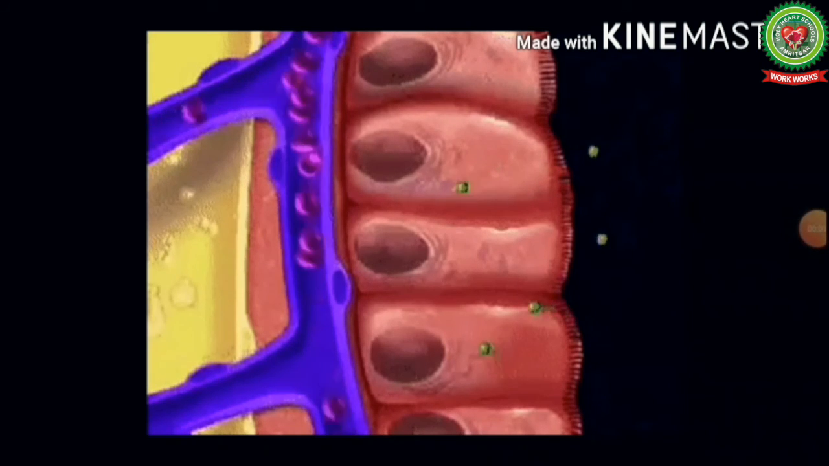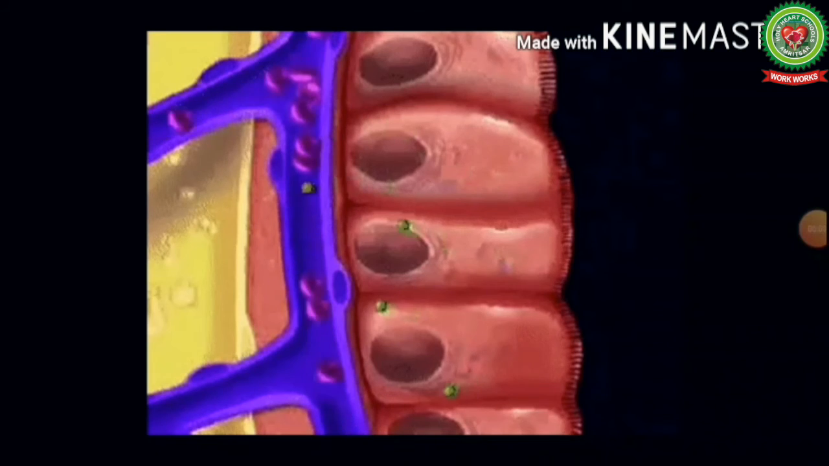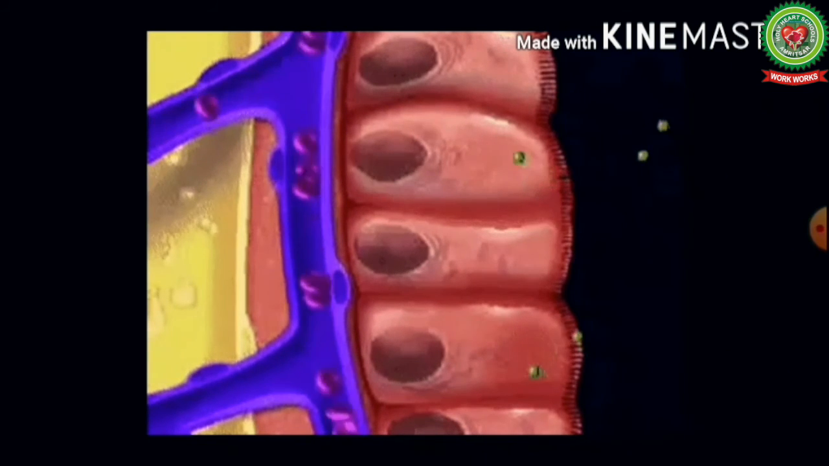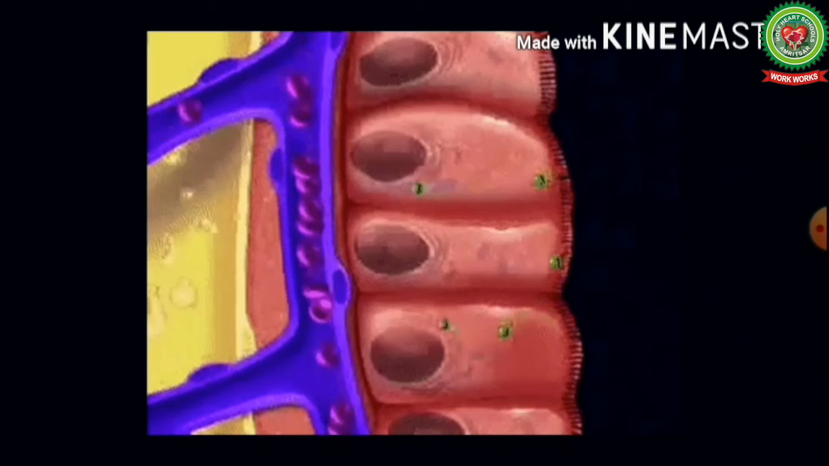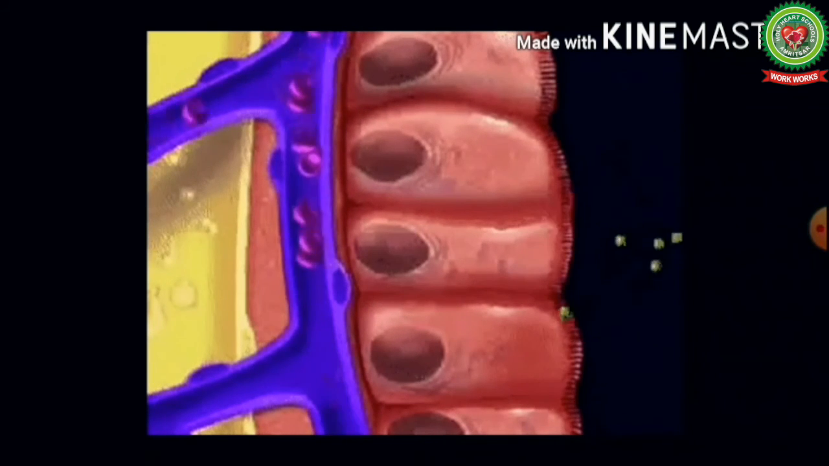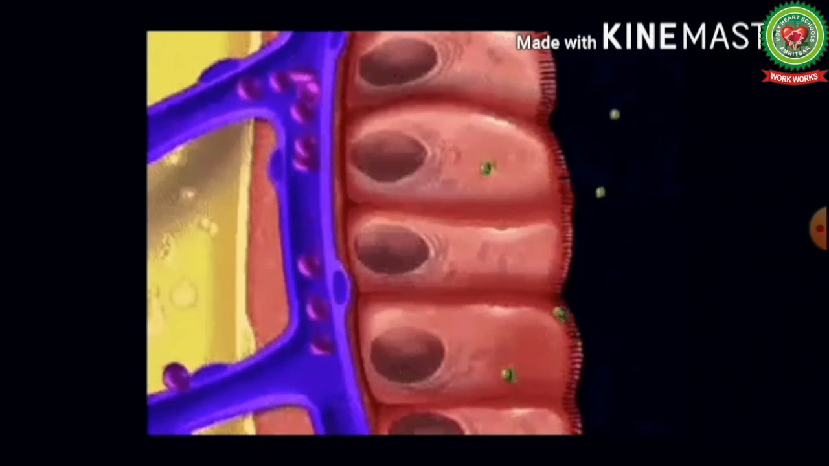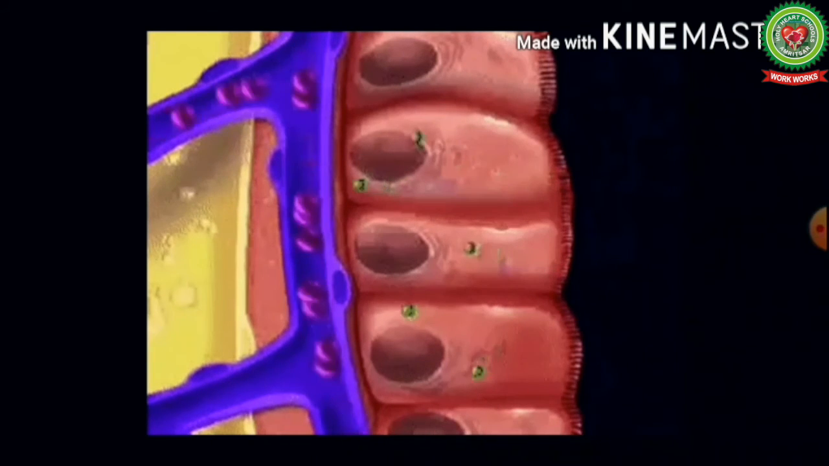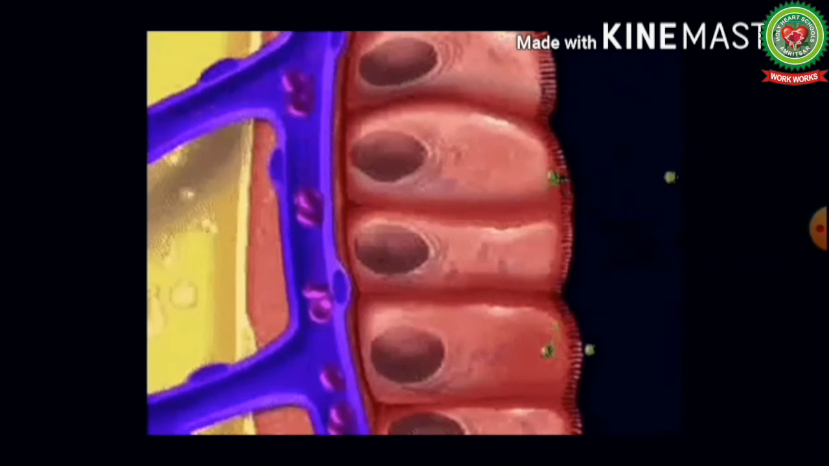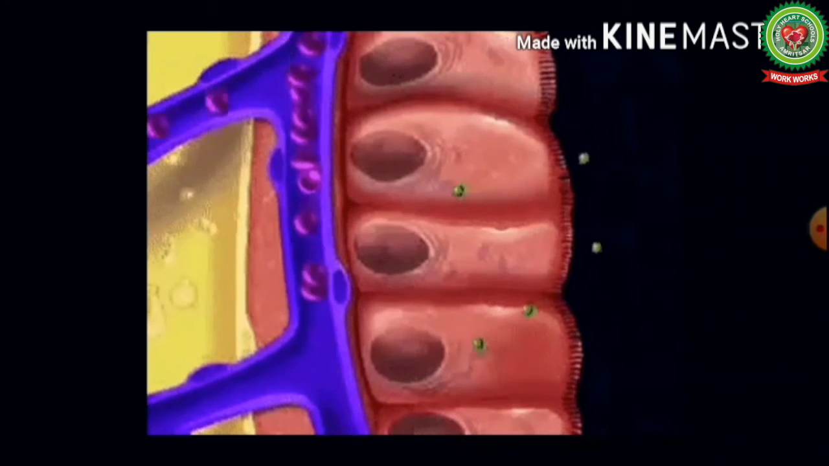In this picture, you can see the inner surface of the small intestine has millions of tiny finger-like projections called villi, which increase the surface area of the intestine. Villi contain blood vessels. The digested food passes through the thin wall of these blood vessels and enters the bloodstream, and this process is called absorption.